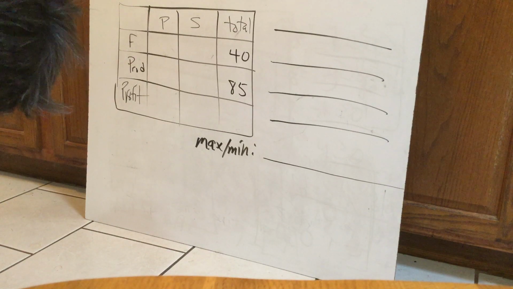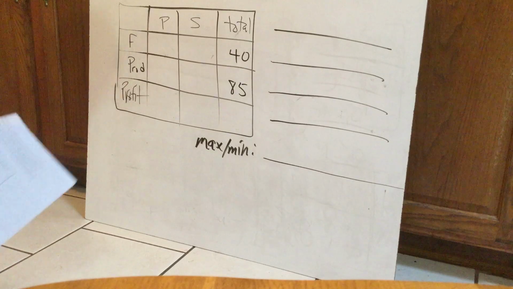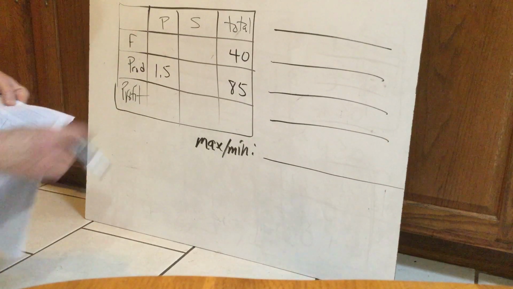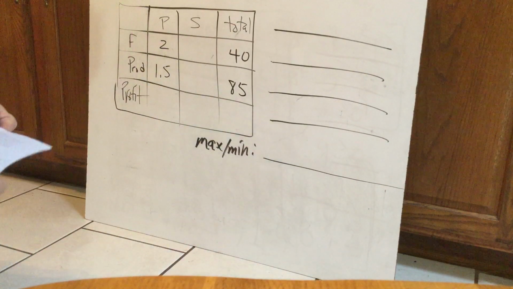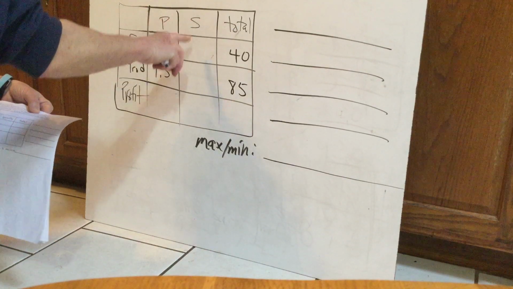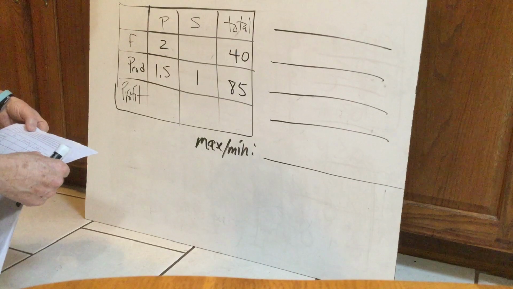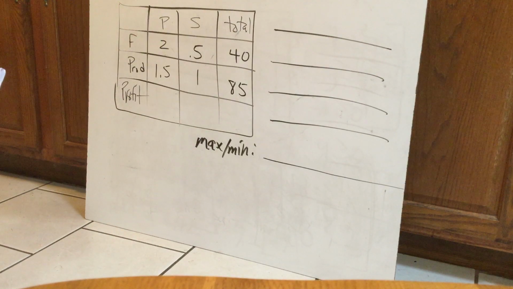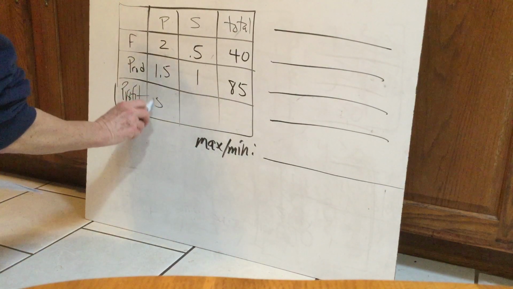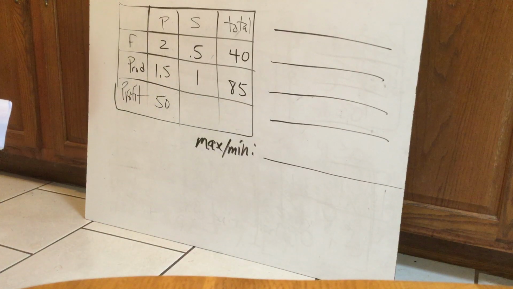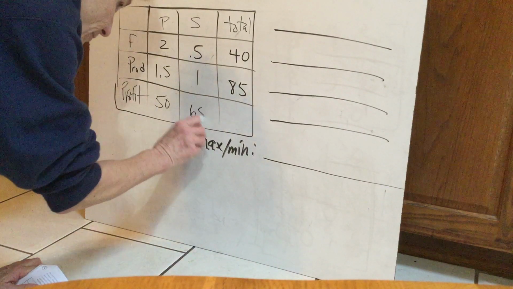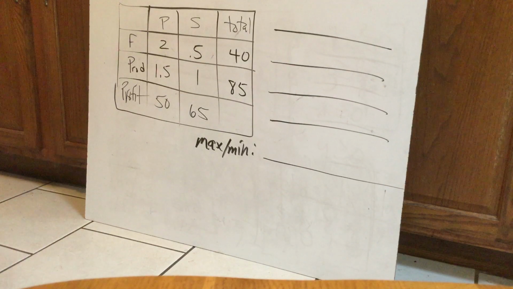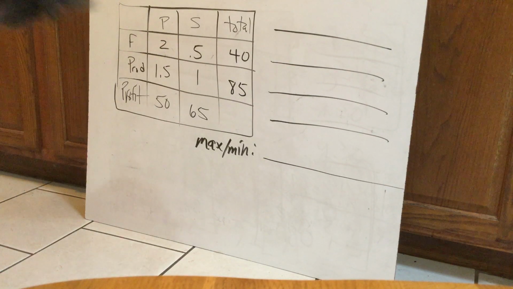Pro boards require 1.5 hours of production time. So pro boards are 1.5 production and 2 hours of finishing. Specialty boards require 1 hour of production and a half an hour of finishing. Profit on a pro board is 50. Profit on a specialty board is 65. And we want to maximize the profit and find the maximum profit. Okay. All right, so here we go.